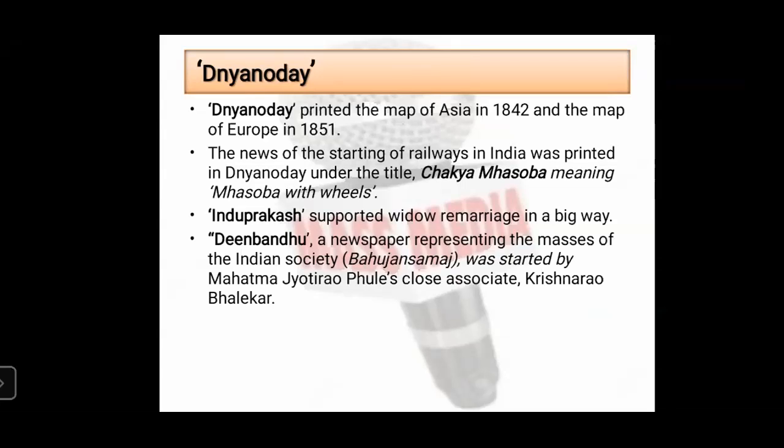Again, which kind of news did they print? They printed the first installation of the telegraph service. They printed that news. Then they also printed when the railway was started in India, by the title of Chakya Masoba. So they focused on this, and they also brought into the limelight the news of the Indian War of Independence. So all such kinds of news were focused in Dhyanodaya.